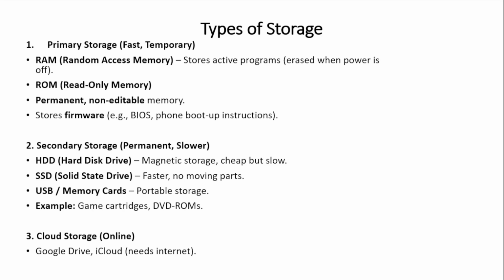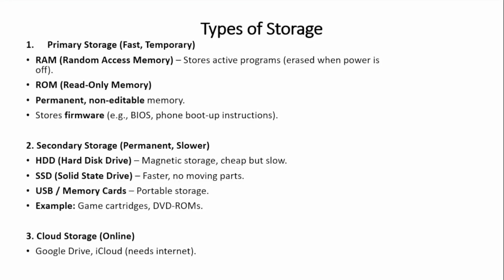Now, number 2 here is the secondary storage device. Secondary storage devices are used to store data. An example is the HDD, which is hard disk drive. It's used to store data or information, pictures, videos, games, but it's usually slow compared to the SSD, solid state drive. The solid state drive is an upgrade of the HDD, which is the hard disk drive.